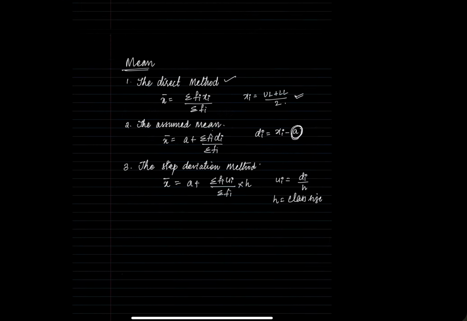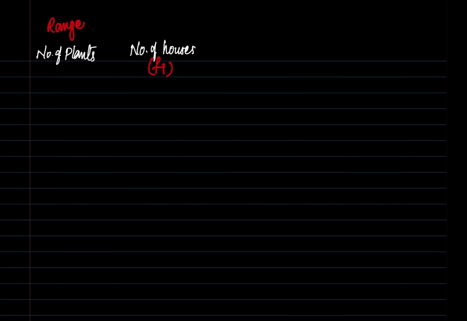First, I will make the table. The table has the number of plants, and the next one is the number of houses. This one we can say is the frequency fi, and this is the range.